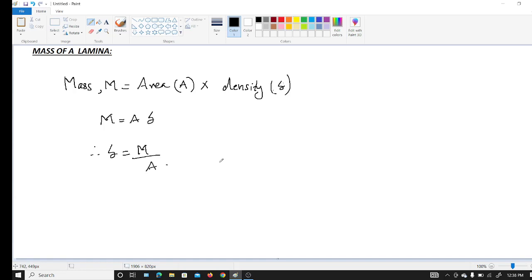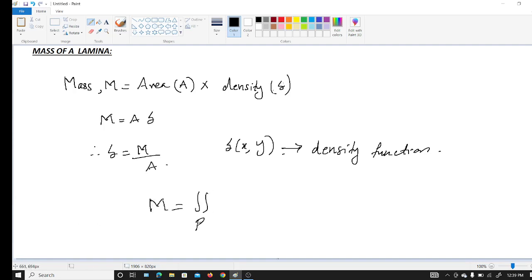For an inhomogeneous lamina, the density is varying from point to point. So, the density at a point (x, y) is denoted by delta(x, y). So, delta(x, y) is the density function. If a lamina with a continuous density function delta(x, y) occupies a region R in the xy plane, then its total mass M equals the double integral over R of delta(x, y) dA.